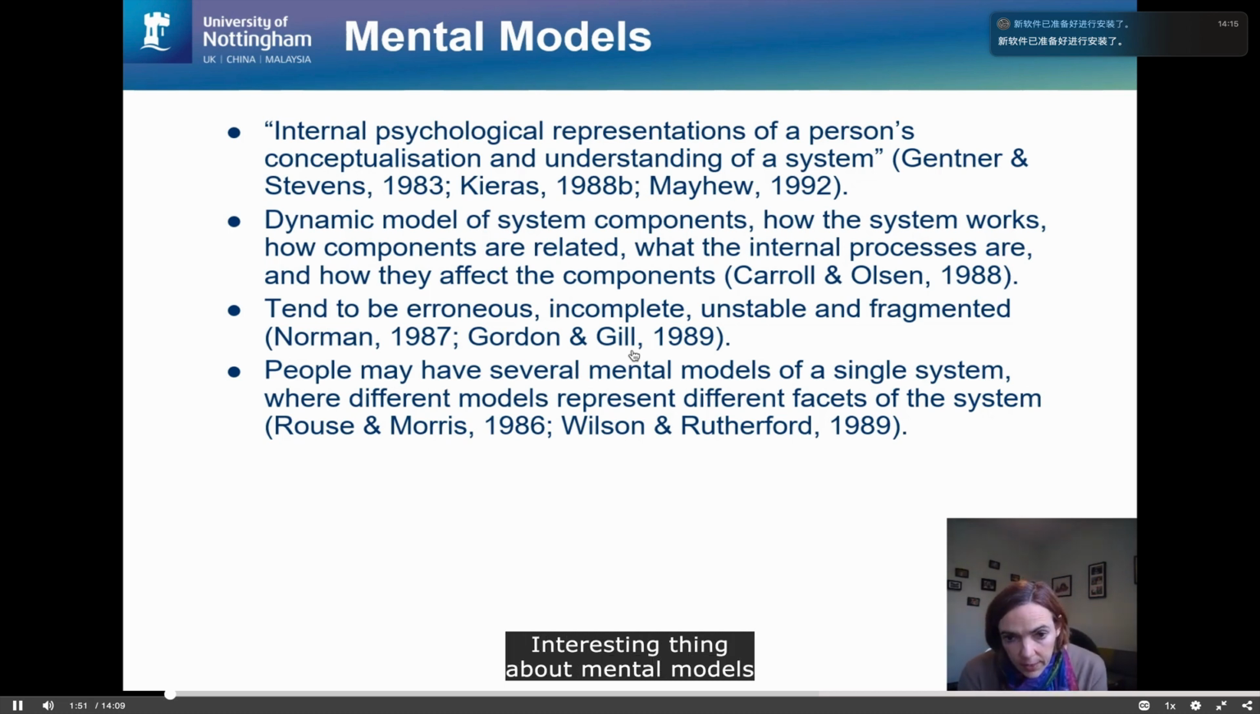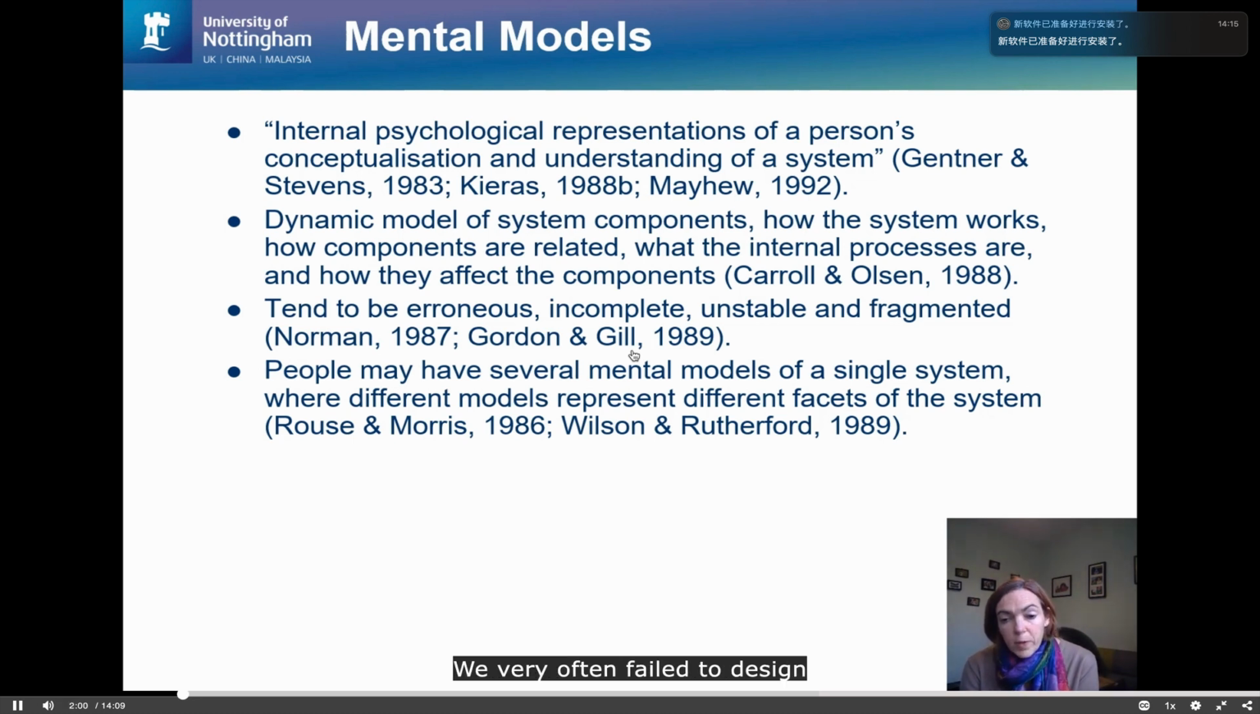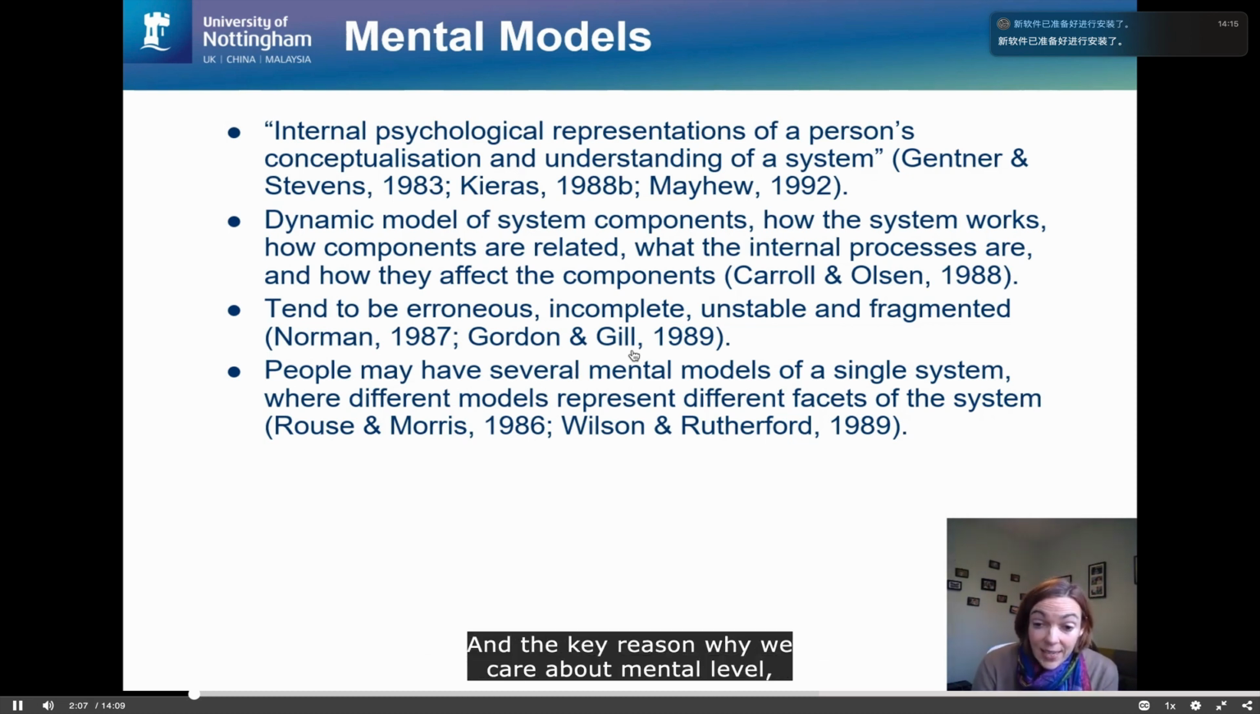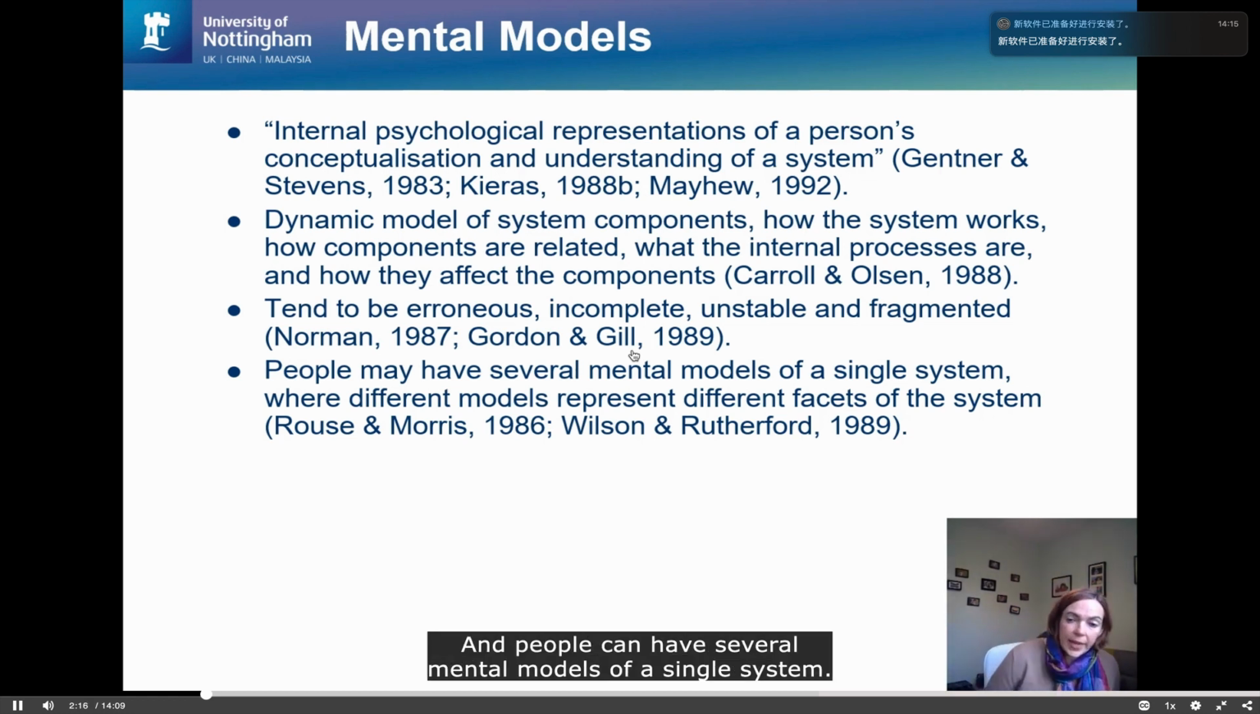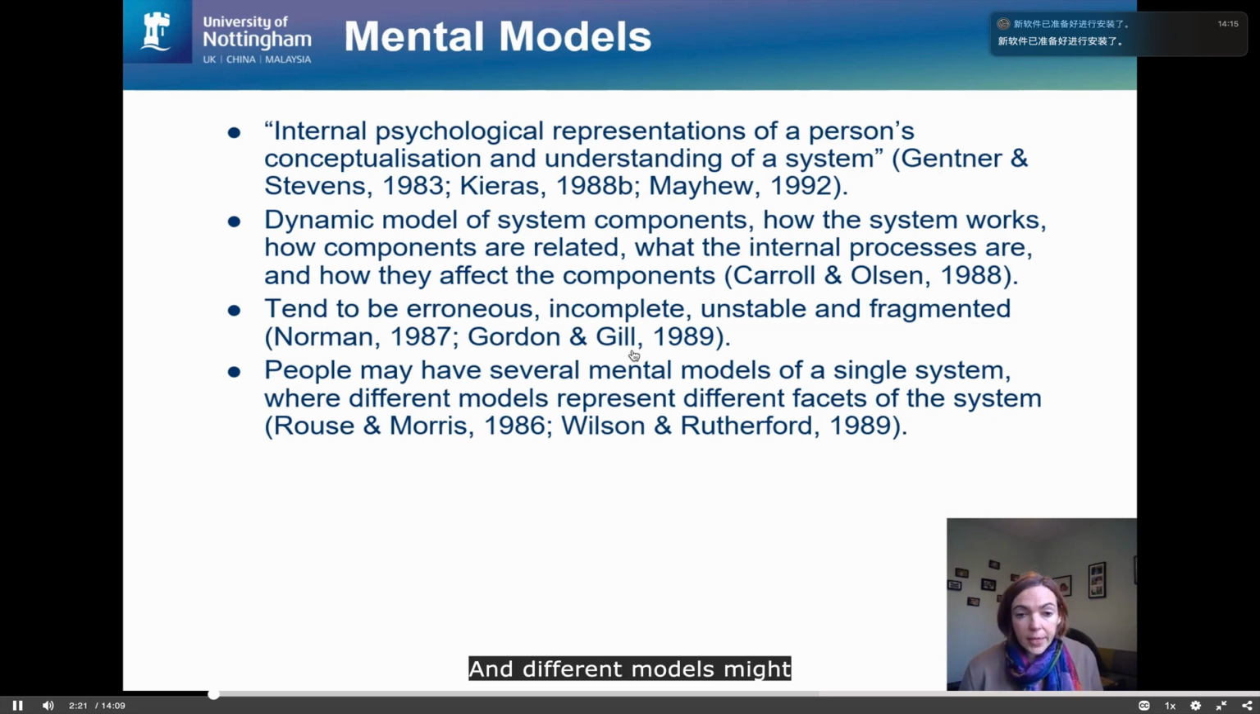The interesting thing about mental models is they tend to be erroneous, incomplete, unstable, and fragmented. We very often fail to design for the formation of a mental model, but people form them anyway, and the key reason why we care about mental models is we believe that an individual's mental model influences the way they behave. And people can have several mental models of a single system, and different models might represent different facets of that system.